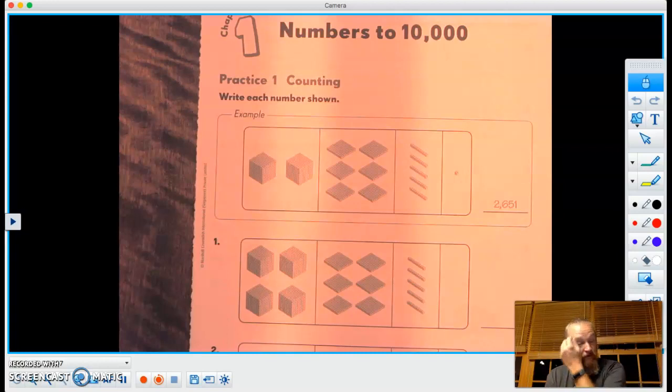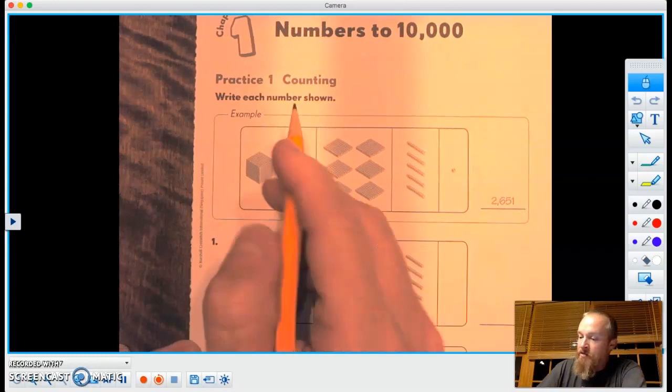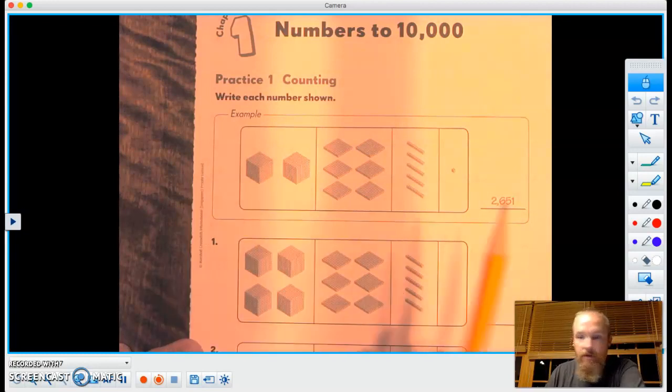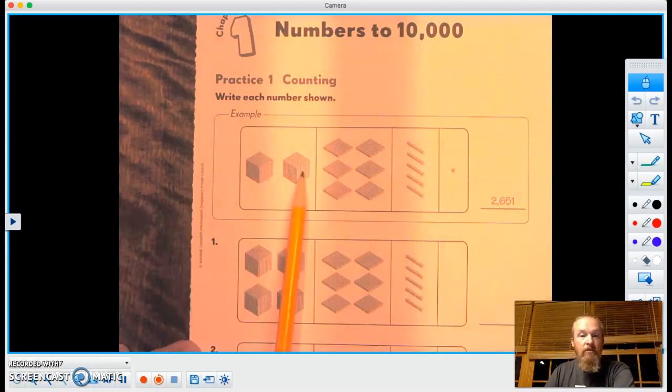Today we have Chapter 1, Practice 1, called Counting. And it says, write each number shown. So I'm going to look at the example to start with. And I'm going to just write a big number inside of each one of these, okay? So let's count this. 1, 2.